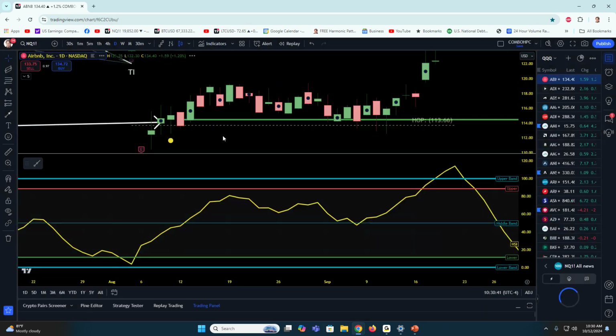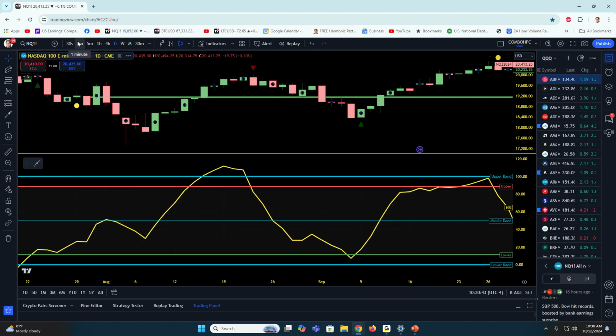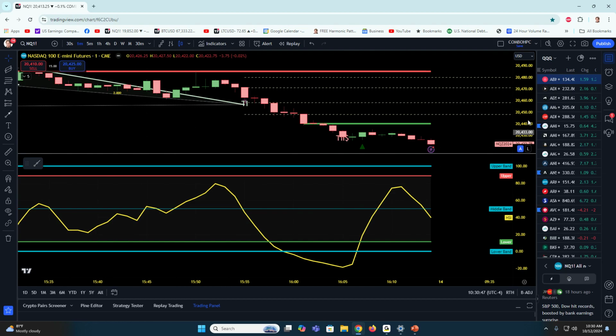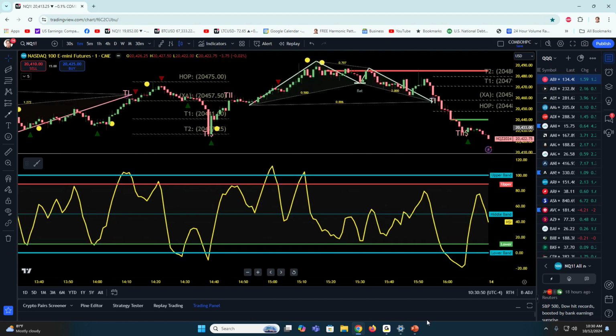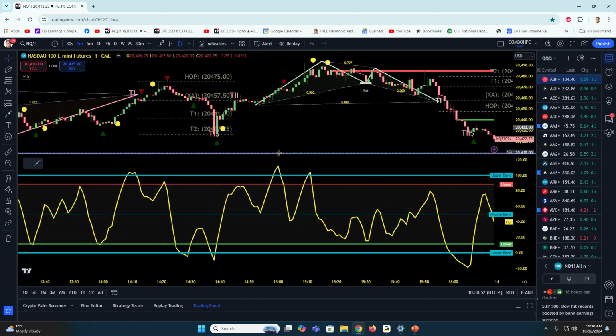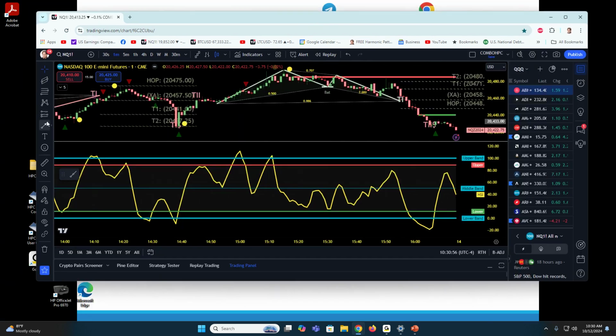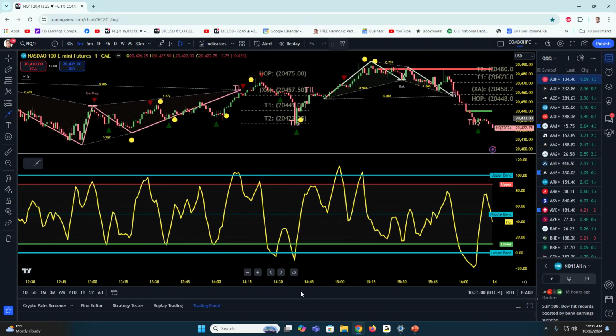NASDAQ 1 minute. If it's 1 minute or 30-second, I started on this chart here. Interesting stuff, okay? Over here, and this is from Friday, we had the T1 completion. There's the dot and then the retest.